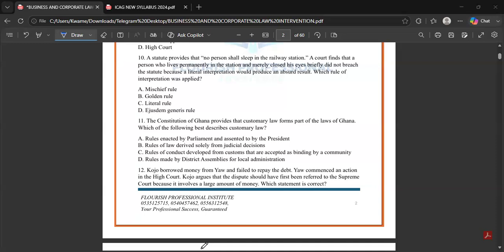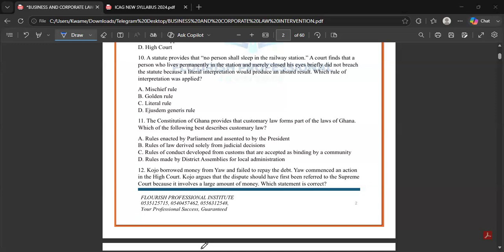Unfavorable, unfair, abnormal. Okay, it will be harsh where we apply it literally. So the golden rule is there to modify it, where the direct or literal interpretation will produce an absurd result. That's where the golden rule comes in.